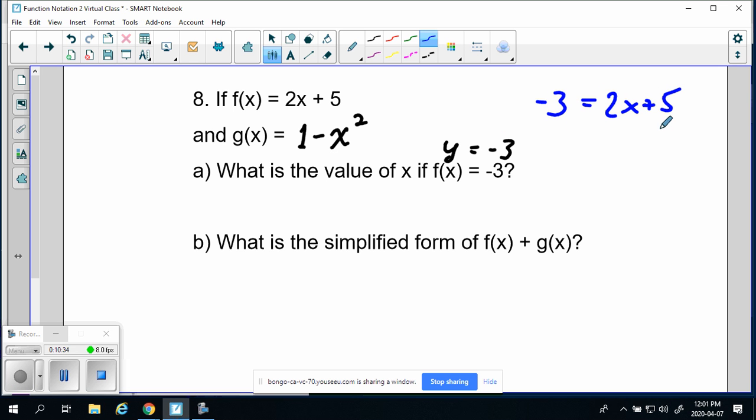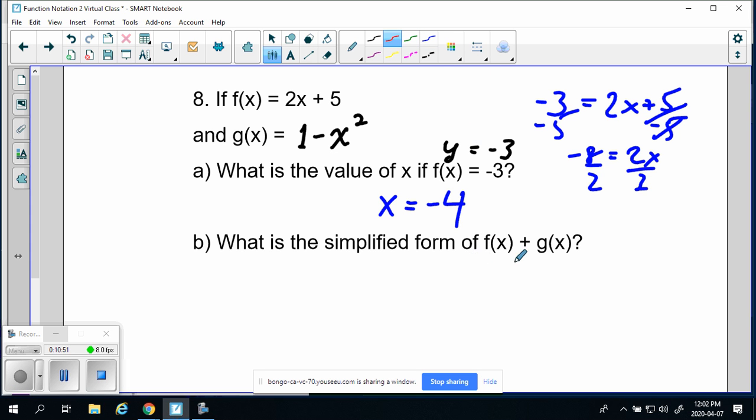Very important that you plug in for y and not x. So we're going to subtract 5 from both sides. Negative 8 is equal to 2x. Divide both sides by 2. And you're going to get a final answer of x is equal to negative 4. Done.